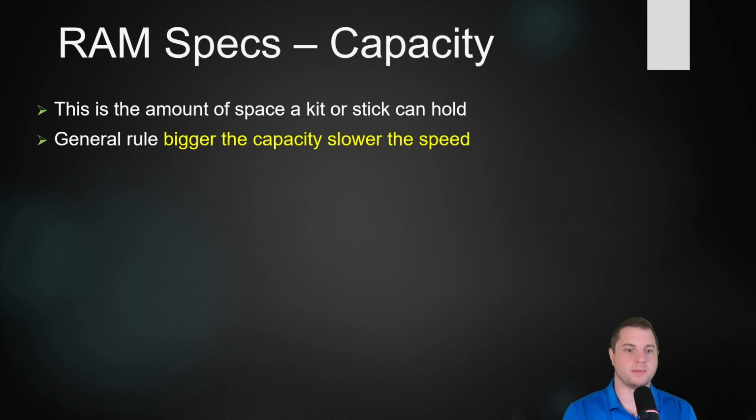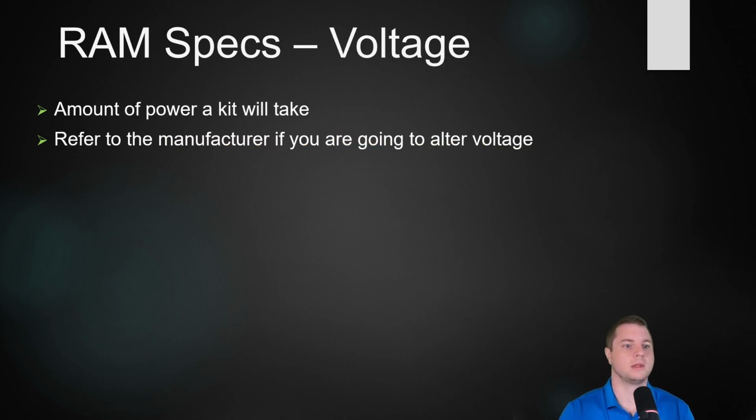Okay, RAM specs and capacity. The easiest concept to understand for most students: how much data can you store on the RAM stick? Typically speaking, the bigger the capacity, the slower the speed, both in latency and clock. Voltage: how much power that's going to take. Typically this is based on a standard that is set by JEDEC, but if manufacturers are overclocking their kits, this is going to be a little different.